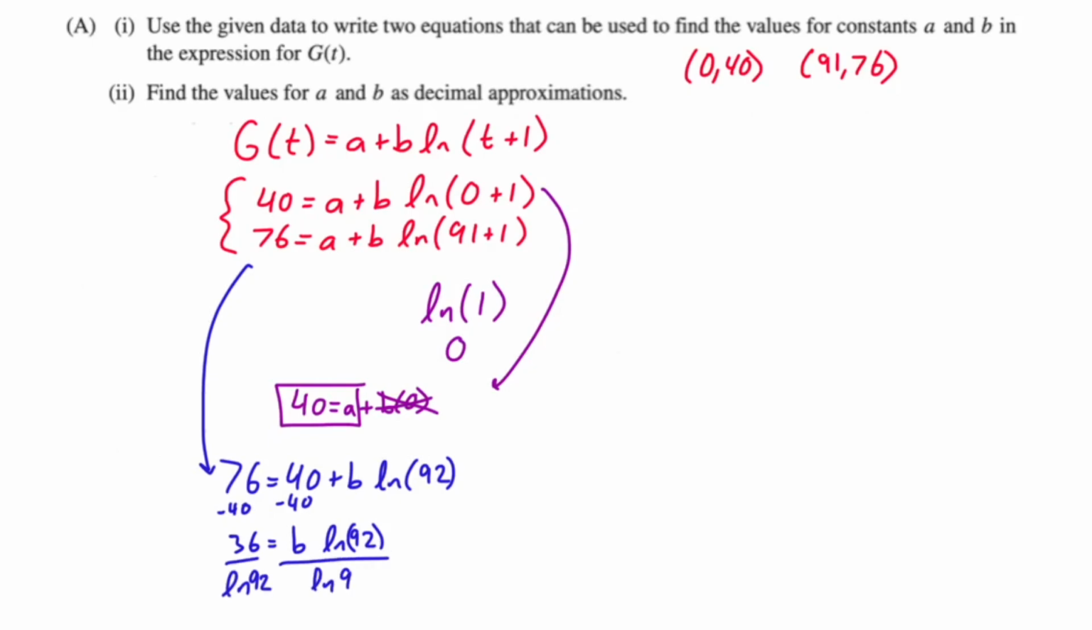And honestly, I don't know that it's much easier or harder to write natural log of 92 than it is to write whatever the decimal approximation is of it. So this all cancels out over here, and then we have b equals whatever this is, and now we'll use our calculator. We should get about 7.96, and so there's our answer for part 2.